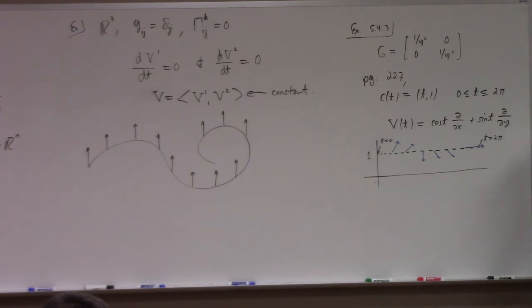Proposition 5.44 says that if we have a Riemannian space with Riemannian connection nabla, and if V is parallel to curve C, then V has constant magnitude along C.